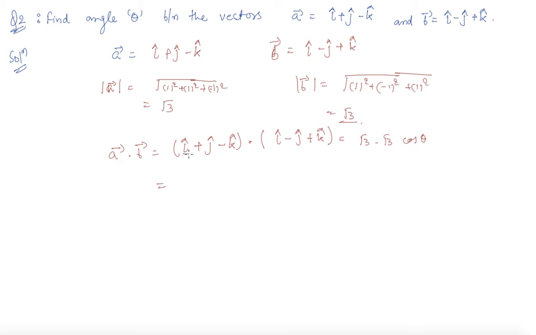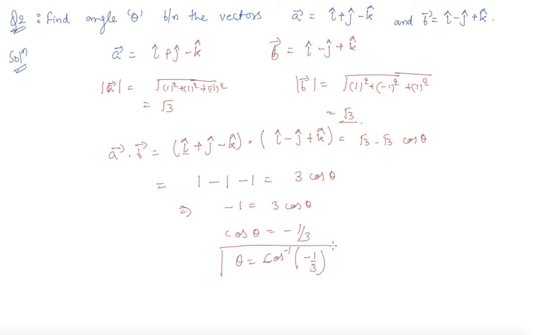So if you multiply this, i with i is 1, j with minus j is minus 1, and k with minus k is minus 1. So this is minus 1 equals 3 cos theta, and cos theta is minus 1 by 3. So theta is cos inverse minus 1 by 3. So this is the angle between these two vectors.